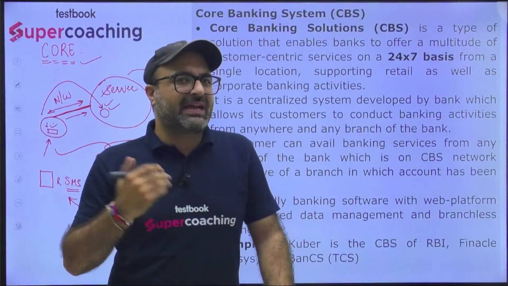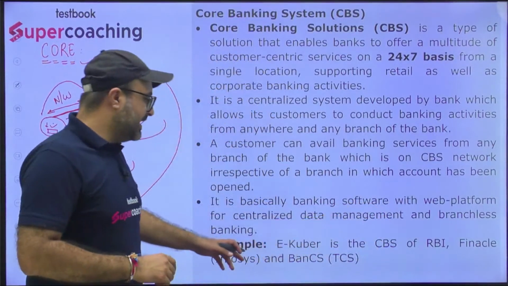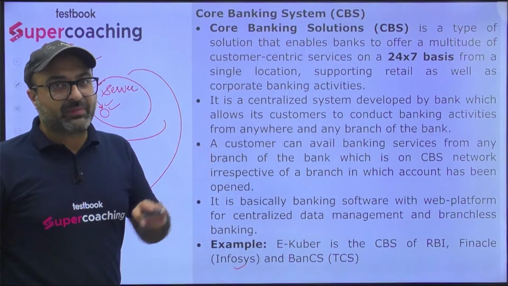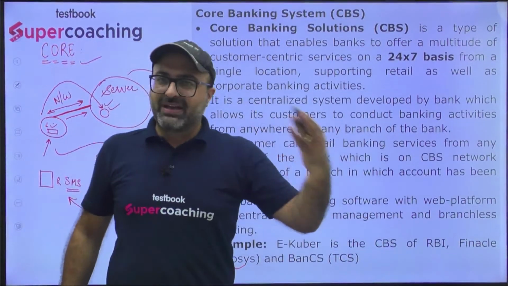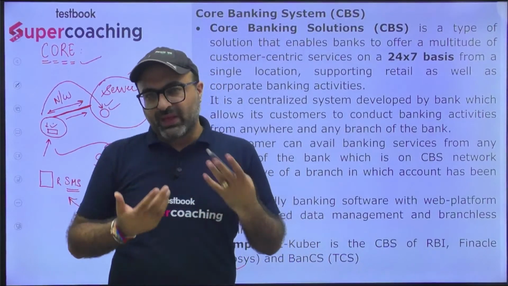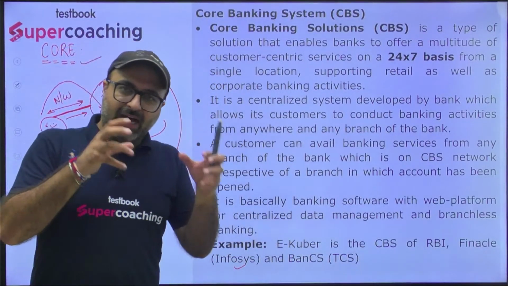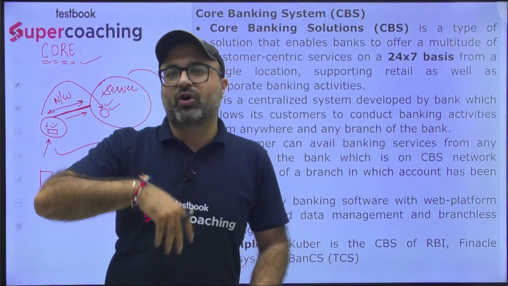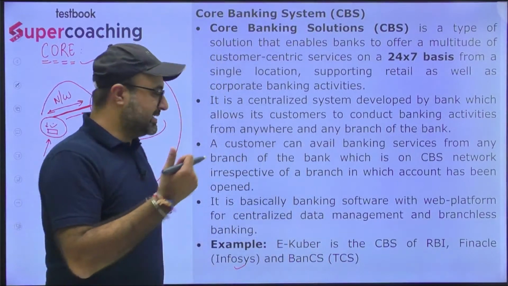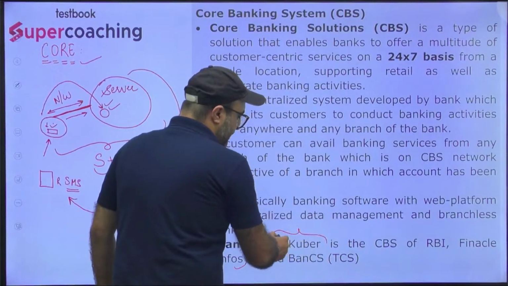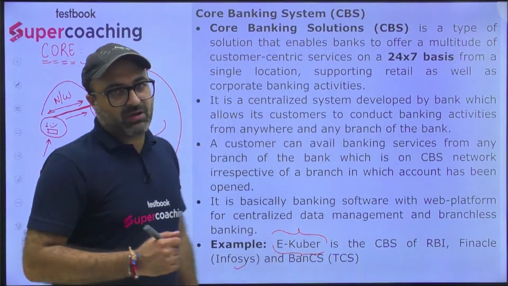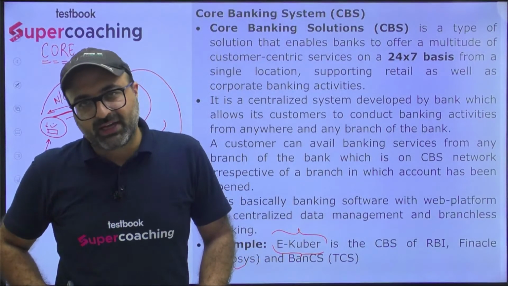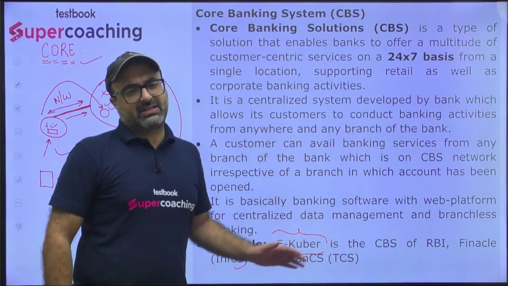TCS has developed that networking software which is termed as BankCS. Infosys has developed one of the software which is known as Finacle. And if I talk about RBI, RBI is also working in the same manner. RBI has many regional offices where the RBI data is retrieved at the time of requirement. So RBI also offers you a centralized system where information is updated in real time and all the services are provided in real time. That system is known as e-Kuber in case of RBI. So if someone asks you to name the CBS of RBI, then your answer would be: the core banking solution of RBI is e-Kuber, where all the real-time transactions are done.